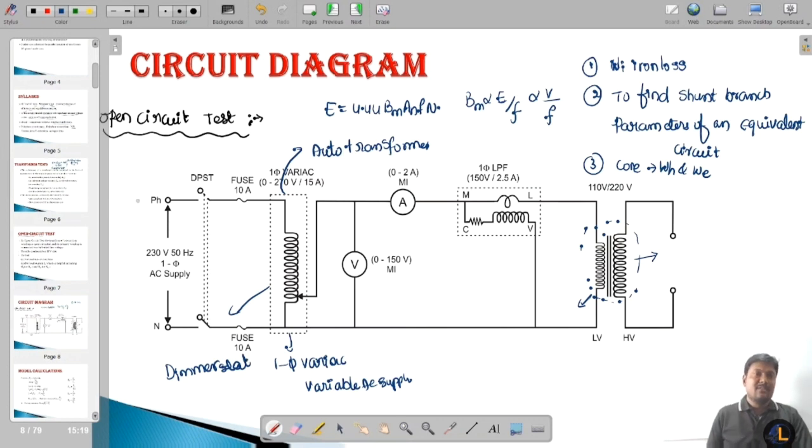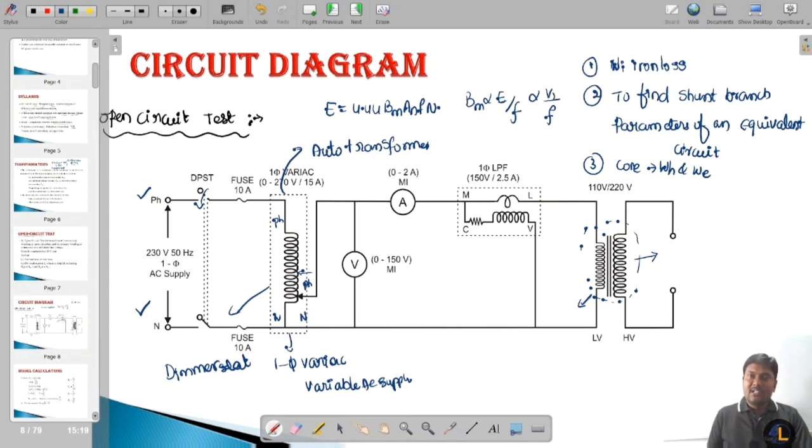From the supply we are getting phase and neutral, and that is given to the auto transformer through a DPST switch. By closing the DPST switch, the phase will be available here and neutral is available here, and this point is now the output of the auto transformer, phase and neutral. By varying the auto transformer, we can apply a variable voltage and the frequency is constant.